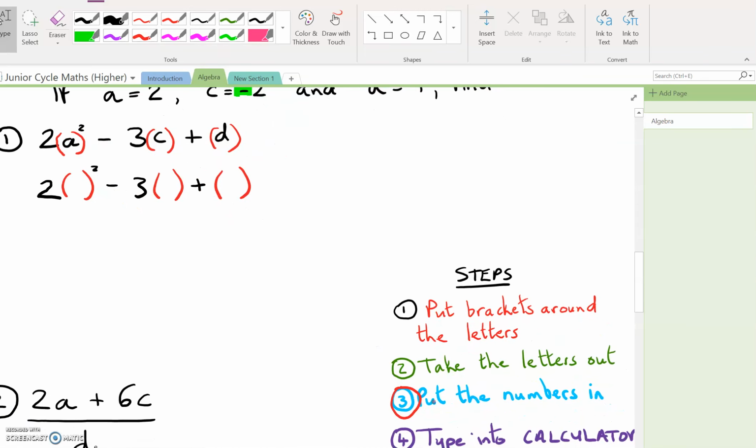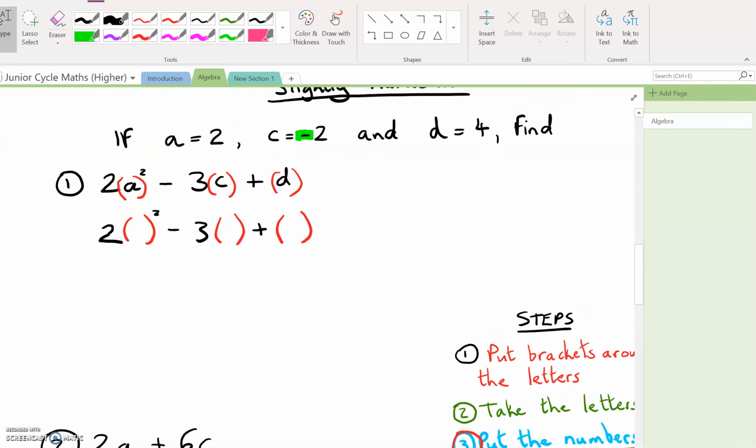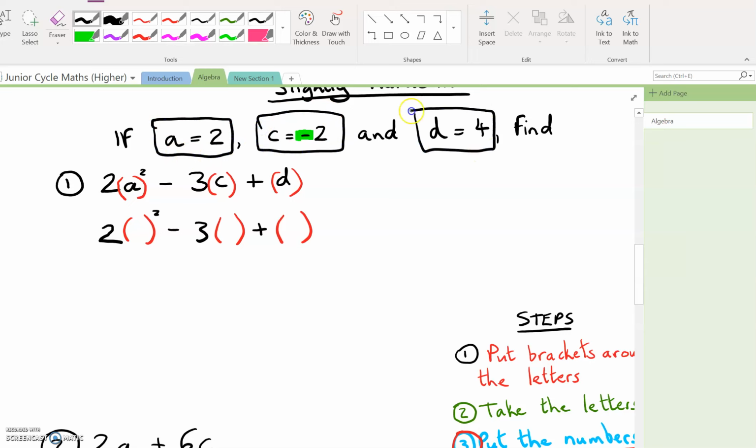Put the numbers in. So let me look at the question again. What were my numbers? Well, A was 2, C is minus 2, and D is 4. So we have to put those in where they're supposed to go. So let's look. What should be here? A. What's A? A is 2. So I've got to put 2 in there.